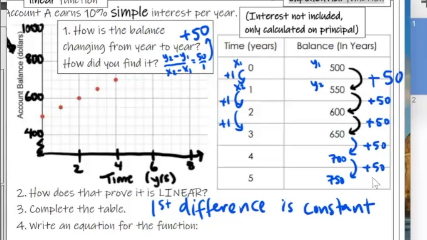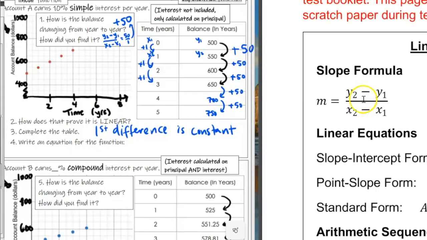Okay, what that means is whatever you're adding or subtracting every time is the same exact number. All right, let's write an equation for the function. We're trying to write a linear function. I don't remember how to do that. I'm going to go find it.